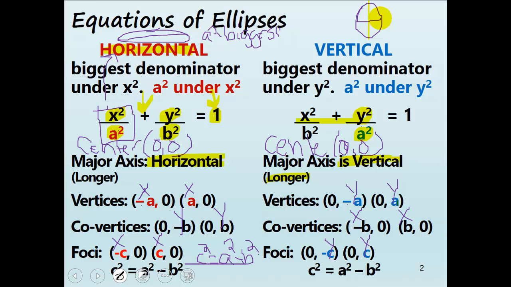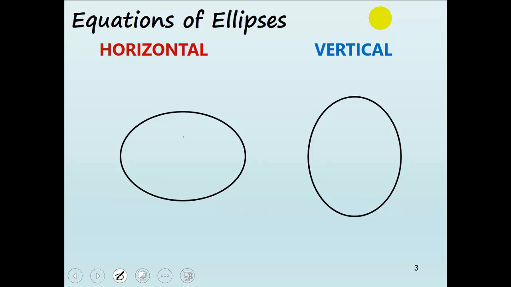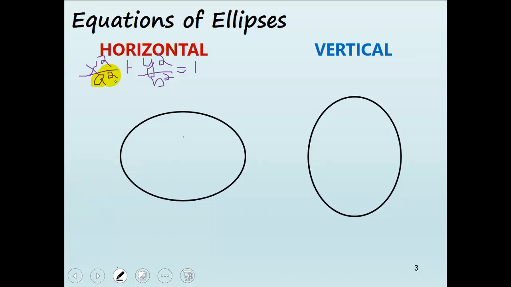So let's put this in a picture, okay? We're going to start with horizontal. With a horizontal, we have x squared over a squared plus y squared over b squared is equal to 1. Remember that it's important that we know that a squared, the biggest of the denominators, is under x squared, okay? So the first thing that we have is the major axis. It's horizontal because a squared is under x squared, okay?